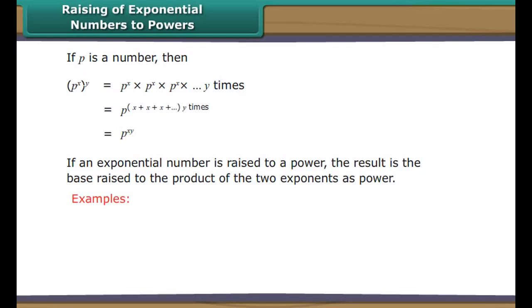Let us look at some examples. (7^7)^3 is equal to 7^7 into 7^7 into 7^7, which is 7^21, which equals 7^(7 into 3).